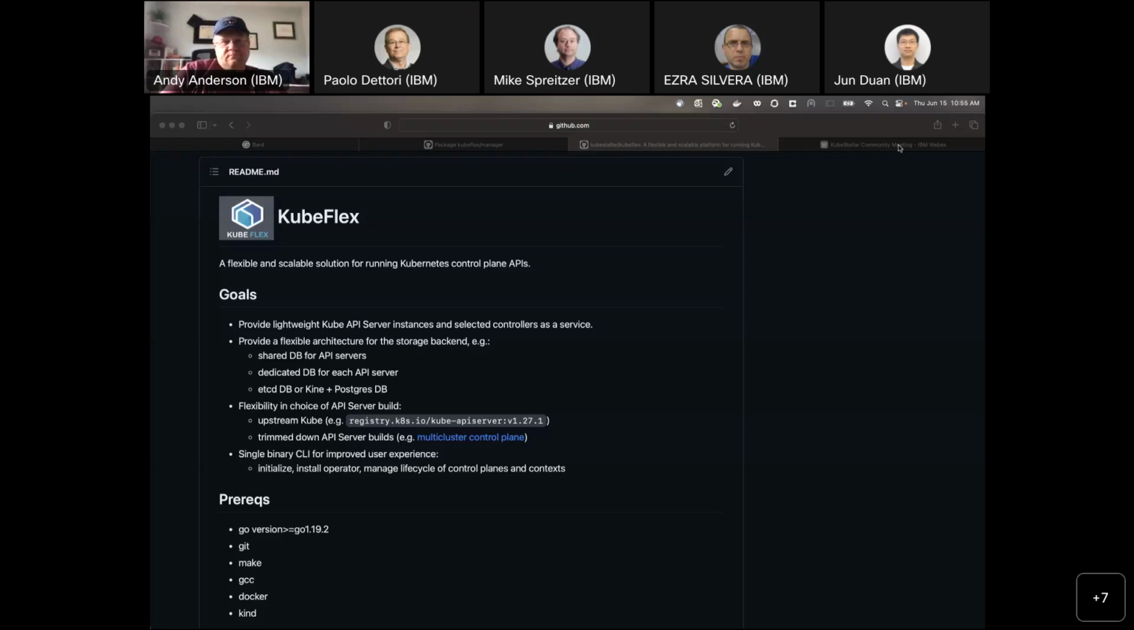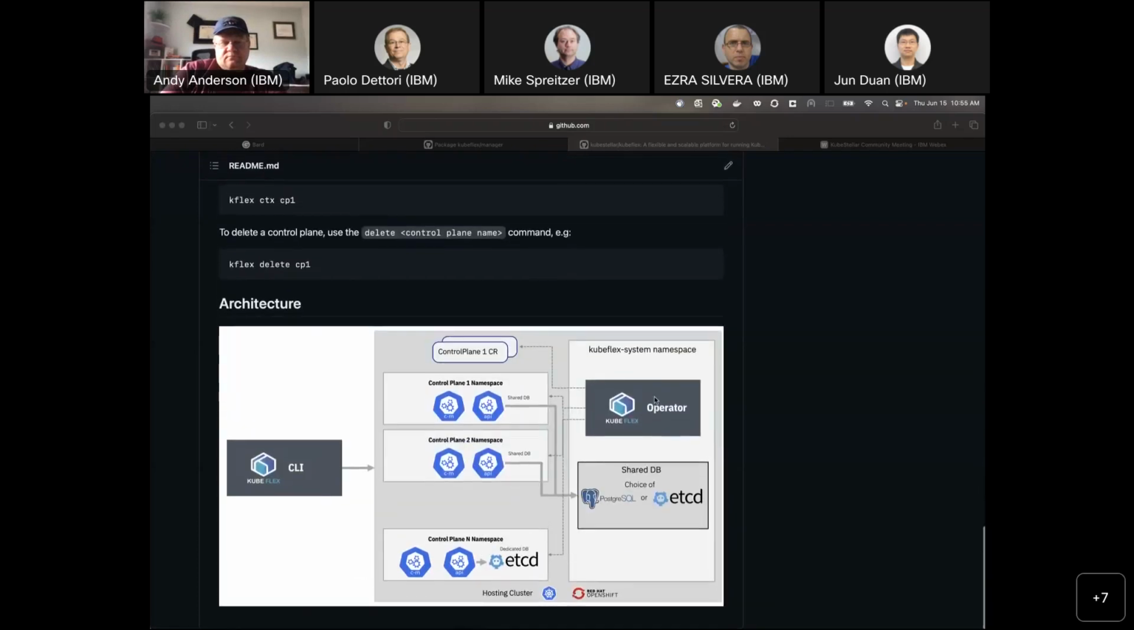And the idea is also to provide this single binary CLI for giving a simpler user experience. So, for example, initializing a hosting cluster if you're using kind, otherwise if it's an existing cluster, you can just point to that, installing the operator, managing the lifecycle of the control plane, etc. I'll just show a picture of how this looks.